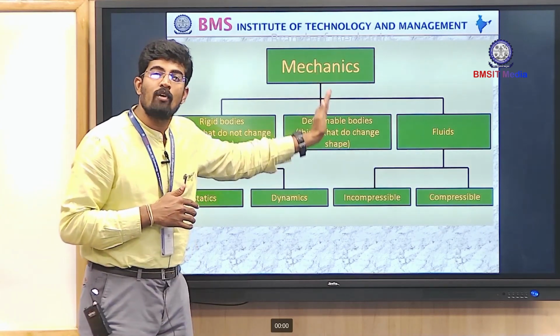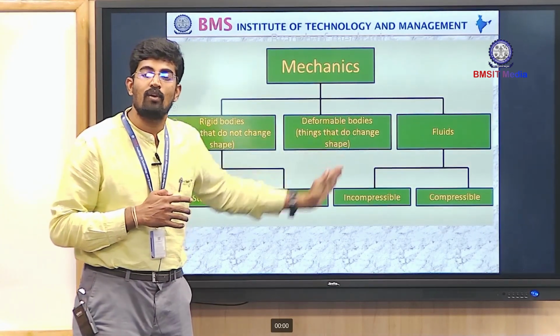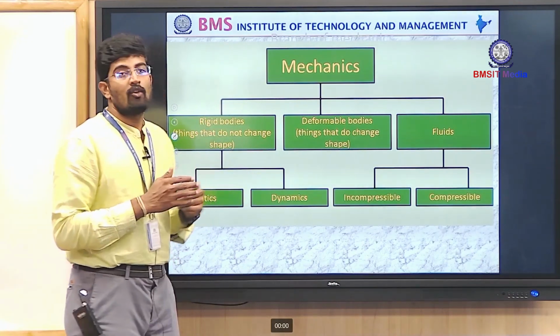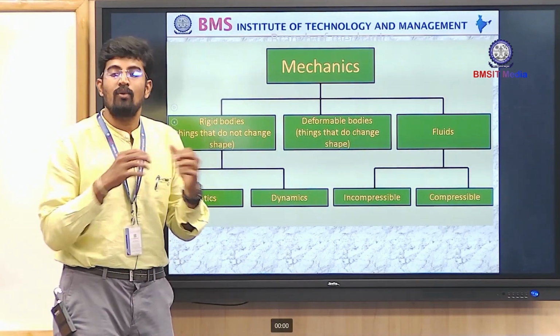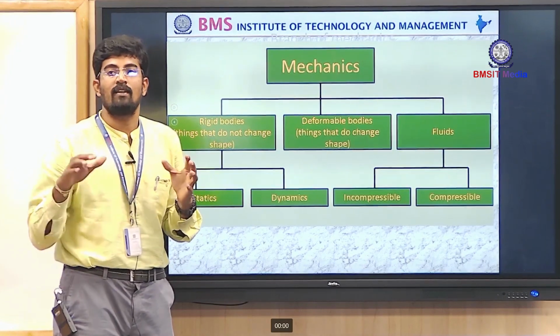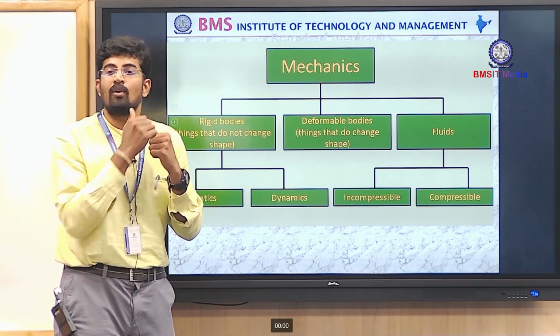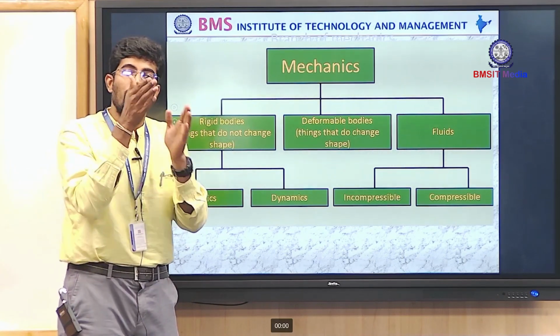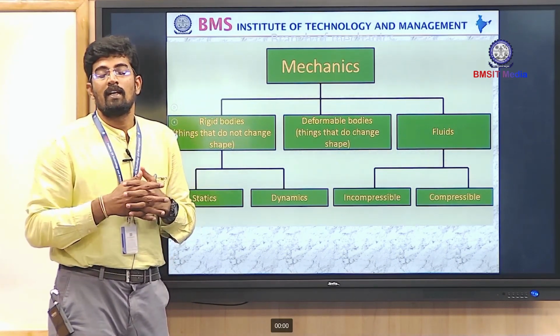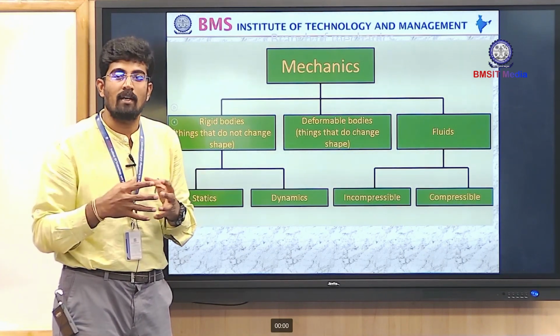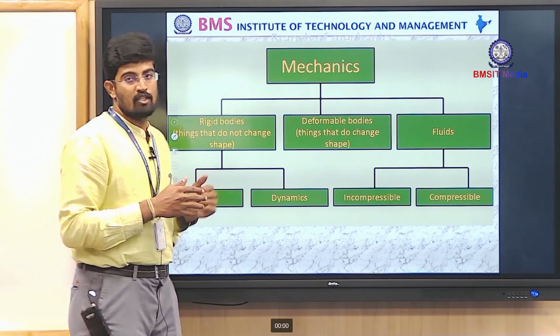In deformable bodies, we are going to concentrate on determinate structures alone. Rigid bodies mean that there is not going to be any deflection or bending. If the material is going to break, it's not going to deflect, so it's going to break without giving any deformation.